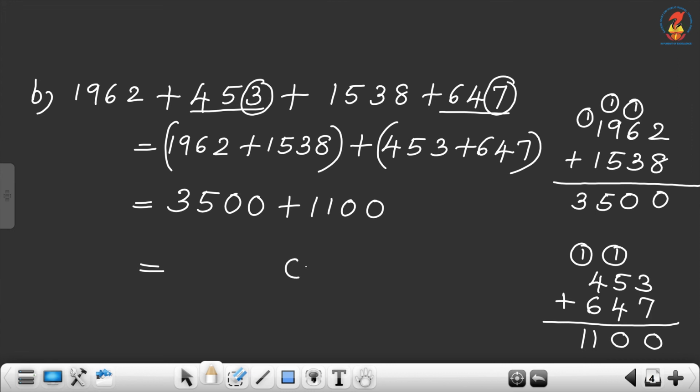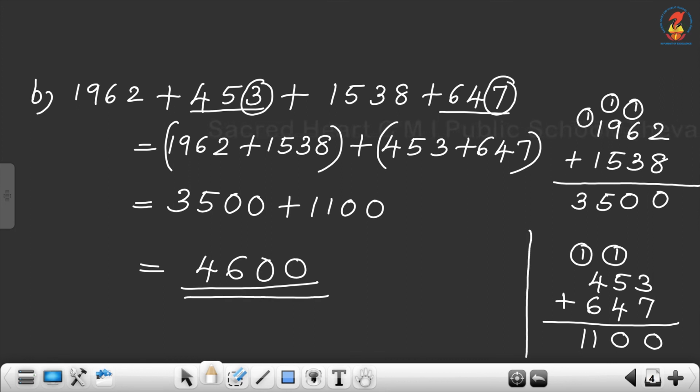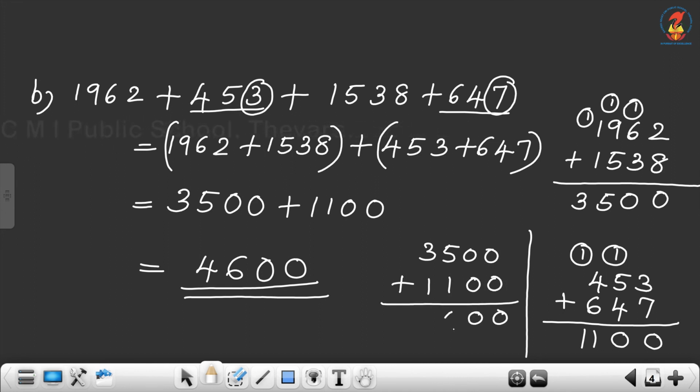0 plus 0, what will you get? 0. Again 0 plus 0, 0. 1 plus 5, 6. 1 plus 3, 4. So the sum is equal to 4600. Or you can write it and add it. 3500 plus 1100. 0. Again 0 plus 0, 0. 5 plus 1, 6. 3 plus 1 equals 4. So the answer is 4600.